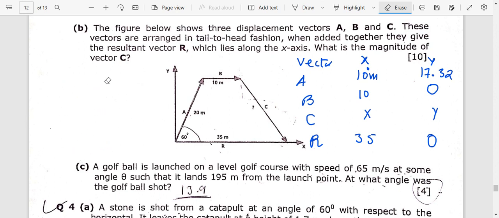I don't know if it is clear with the getting of the components, because this is what we need to understand. Yes, there's a question. Is there someone with a question? Yes, Limbo.